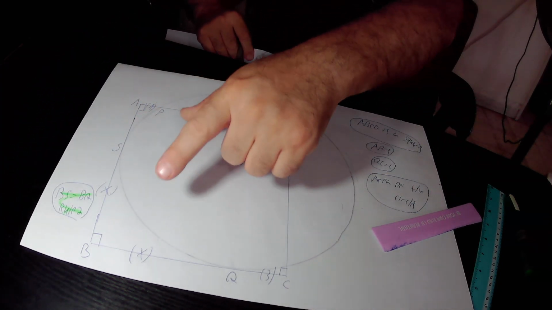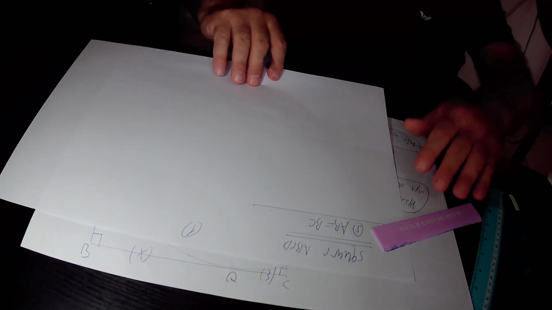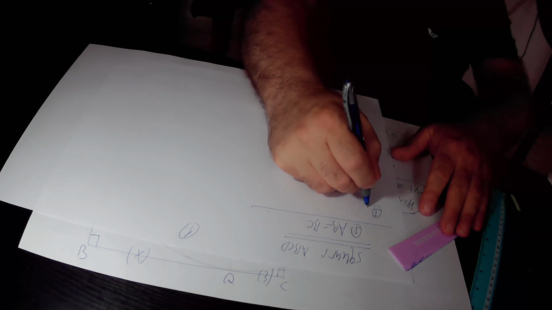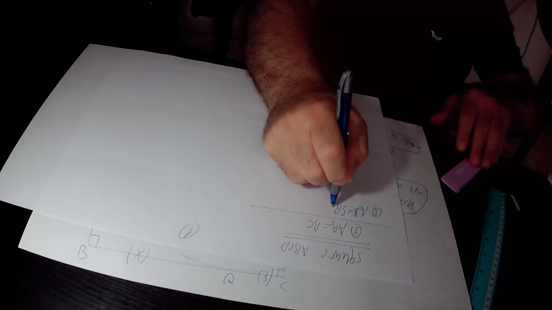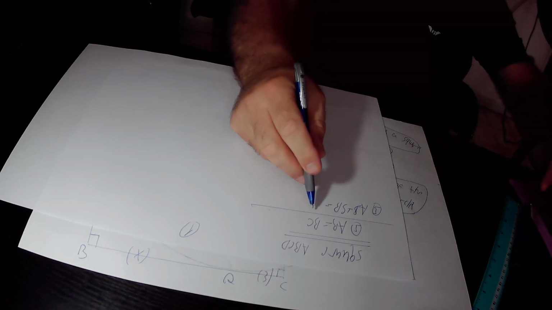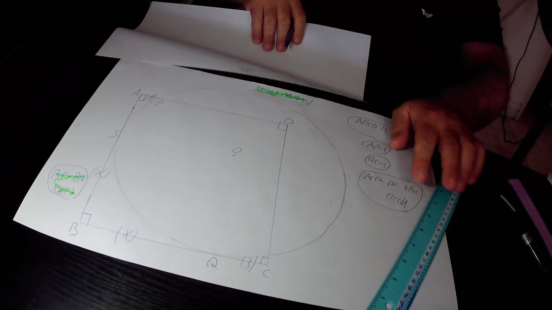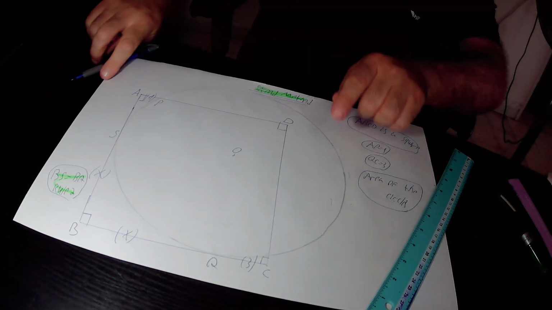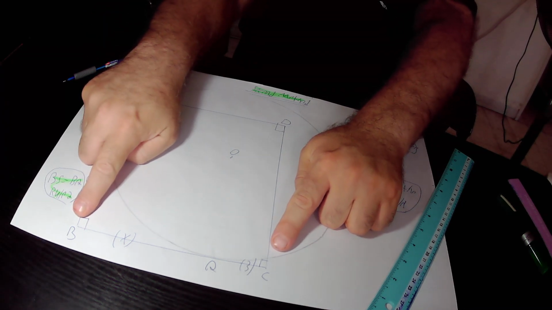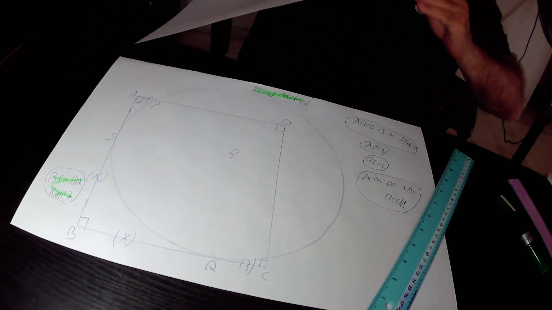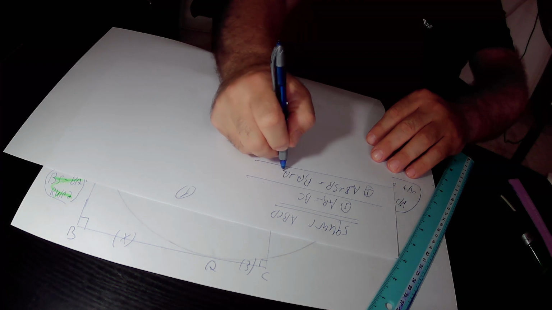AB equals AS plus SB, and it is equal to BC. BC equals BQ plus QC.